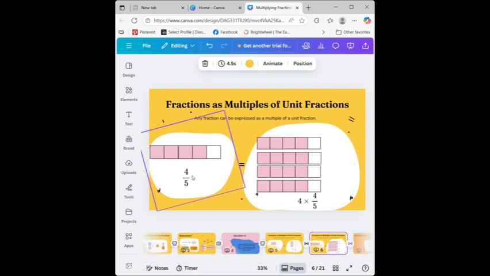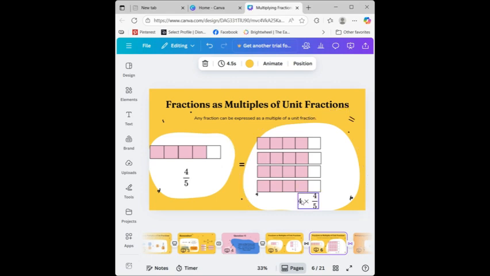So in 4/5, we determine the denominator first, which is how many squares we have all together. So we have 1, 2, 3, 4, 5. So that means the numerator 4 must be the shaded in part, which is 1, 2, 3, 4.